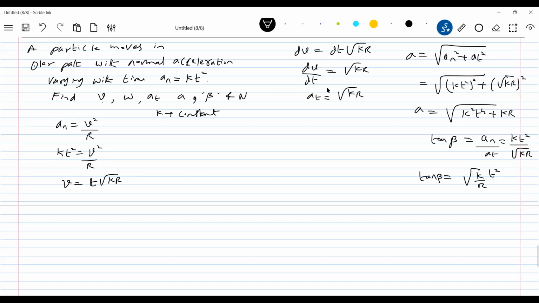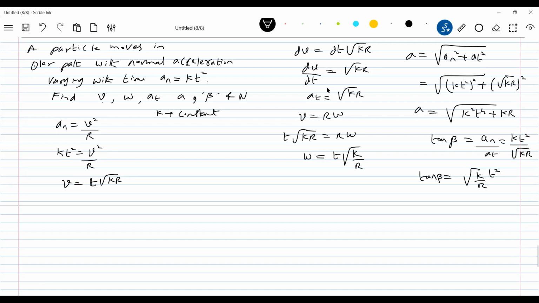After this we'll calculate the omega. So we know v equals r omega. I'll substitute the value of v. t root kR equals R omega. So what is omega? Omega is t root of k by R. Look at omega, it is this much. Omega is a function of time.